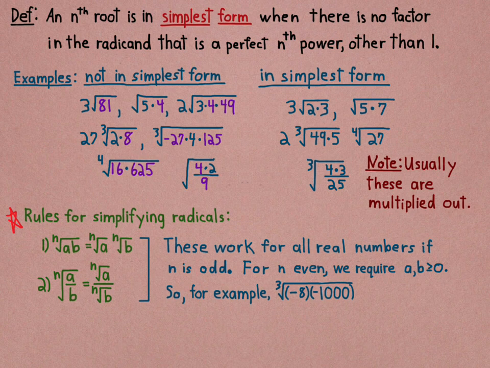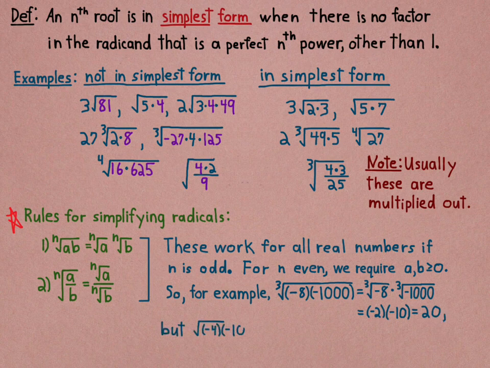So, for example, cube root of negative 8 times negative 1,000 equals the cube root of negative 8 times the cube root of negative 1,000, which is negative 2 times negative 10, which is 20. Now, usually you wouldn't do it this way. You would just look at this and say, oh, negative times negative is positive, so this is the same as the cube root of 8 times 1,000, which is 2 times 10. So you would get rid of the negatives first. But I'm just showing you, you could split these apart with the negatives and it still works.